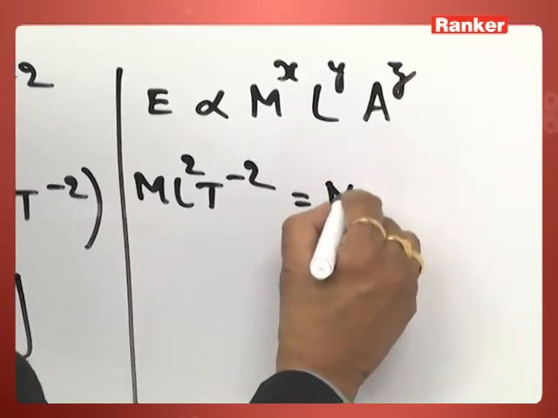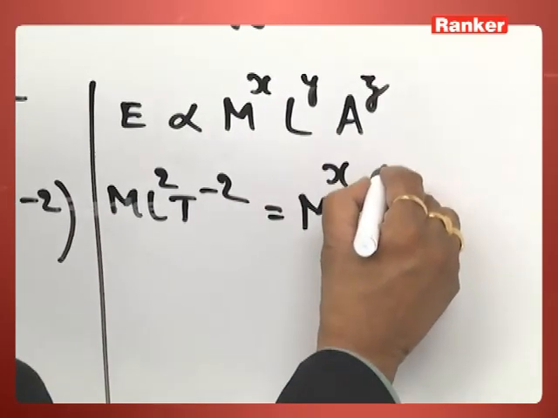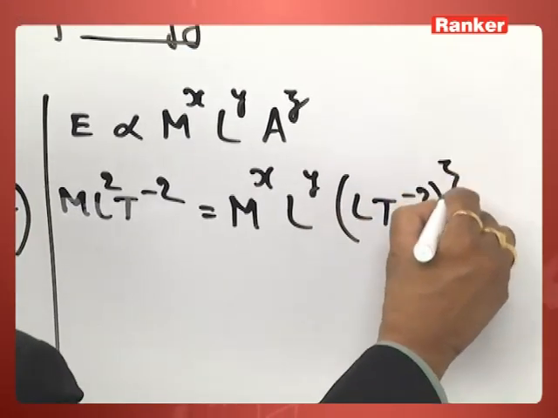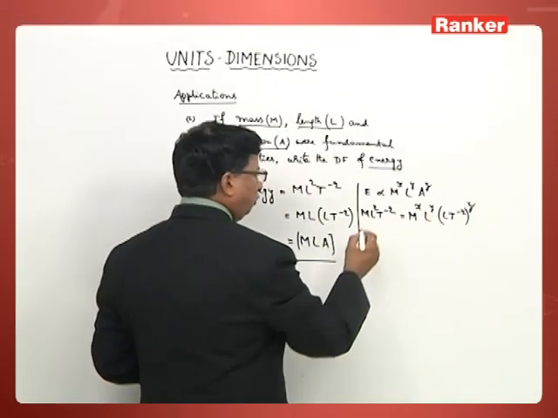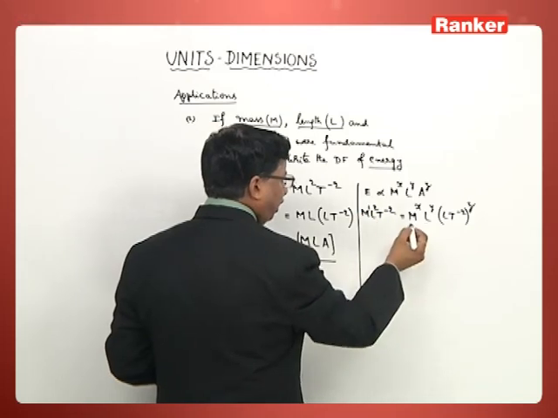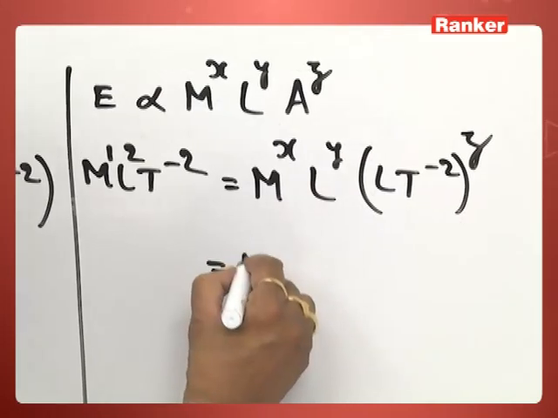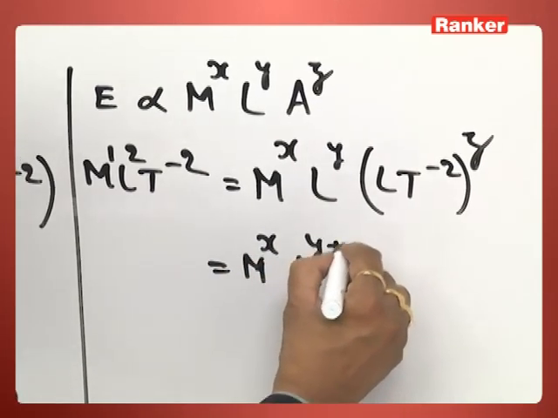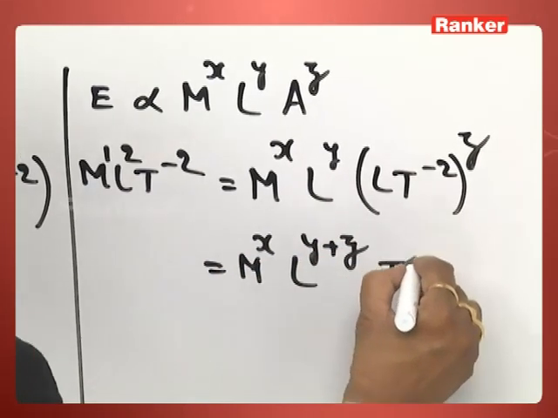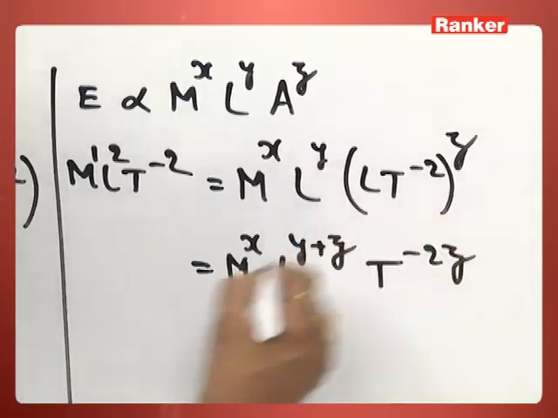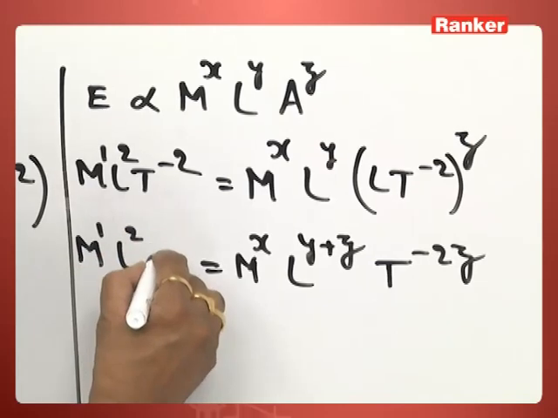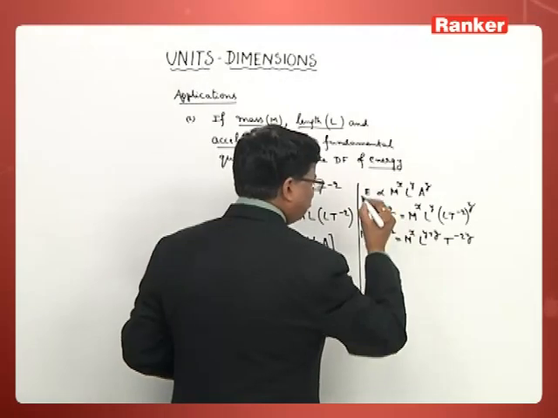Of course you can write m to the power x, L to the power y, T to the power minus 2 to the power z here. So, it is m power 1, you can understand. Now, you can write the same this way: m to the power x, L to the power y plus z, T to the power minus 2z. That is equal to m power 1, L power 2, T power minus 2.